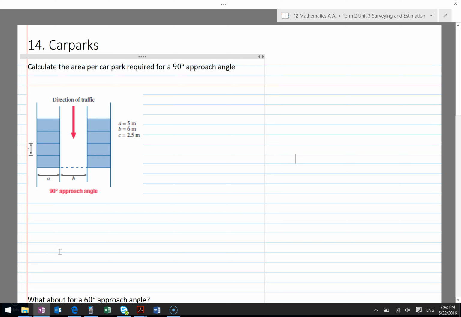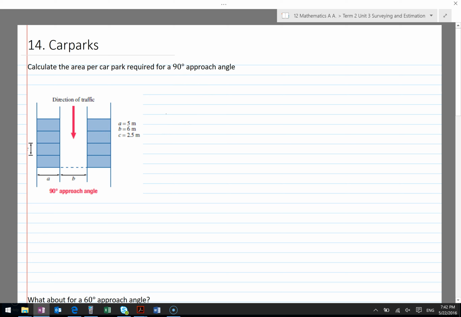This lesson is about car parks and office buildings. Pretty interesting stuff. We'll just get into an example and it'll show where we're at. Calculate the area per car park required for this 90 degree approach angle. The 90 degree approach angle means we're coming in here, turning at 90 degrees to get into our car park.